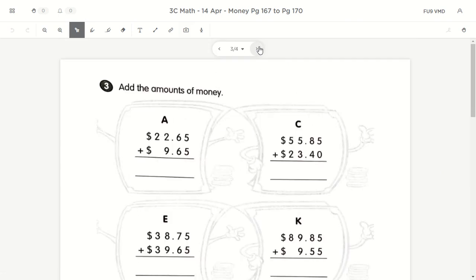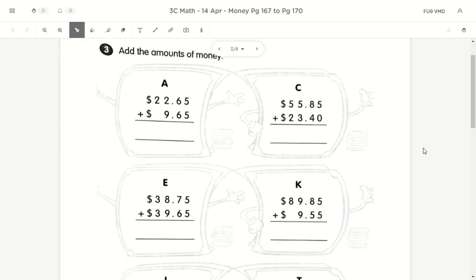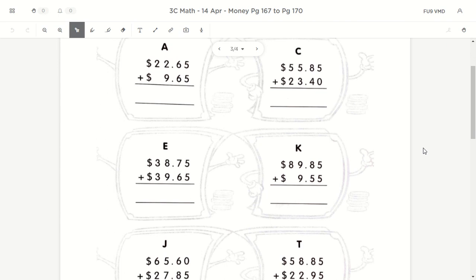Right, let's go to the next page. Okay, this is like a puzzle, so you have to guess the word at the bottom, but everything else is the same. So let's start from A. All right, so 5, 5 is 10. 1, 6 is 7. 7 plus 6, 13. So regrouping 1 here as well. 1, 2, 3. 3 plus 9, 12. So regroup the 1 over here. 1, 2 is 3. So $32.30.